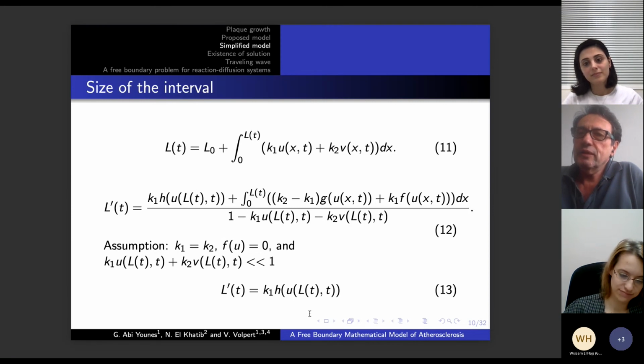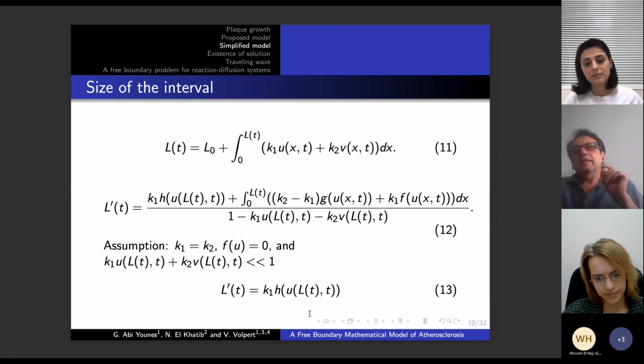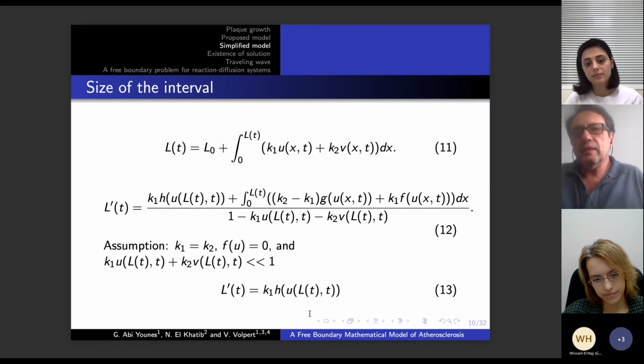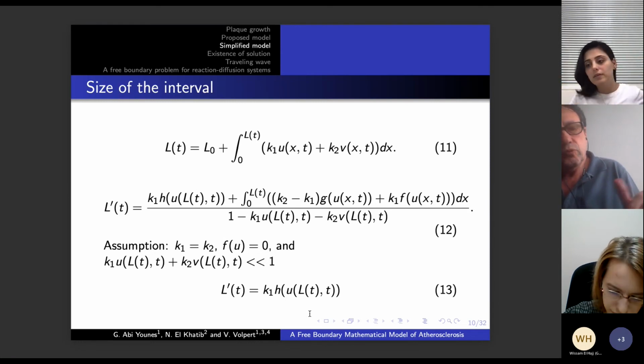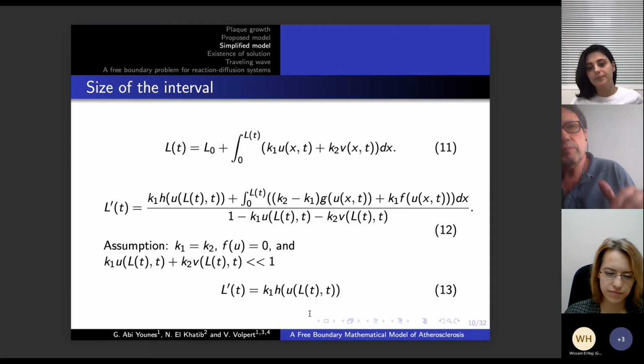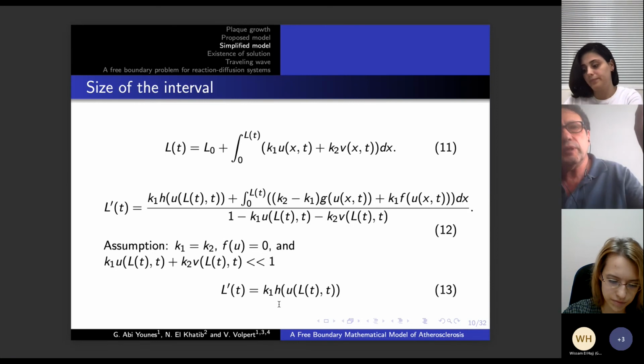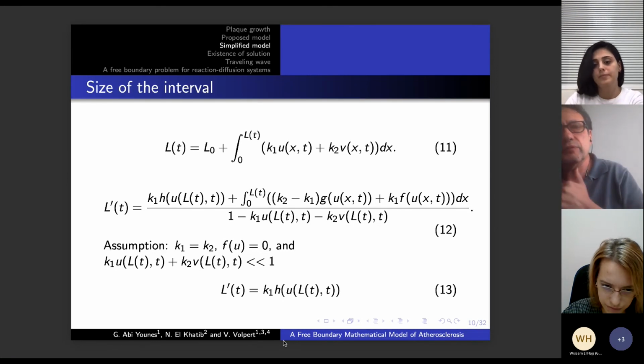These three equations, 11, 12, and 13. We start with equation 11. 12 is kind of intermediate. 13 is what we obtain. 13 tells us that the speed of the moving boundary is determined by the flux through the boundary, because h, if you return to the formulation of the problem, is exactly the flux through the boundary.